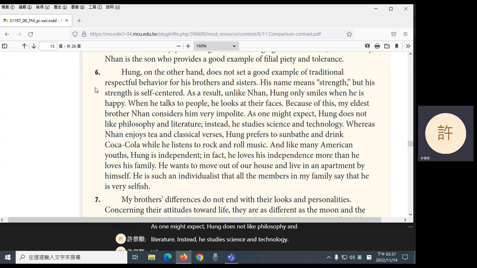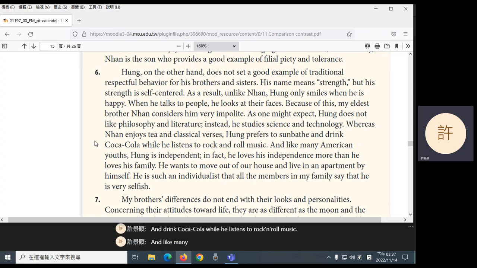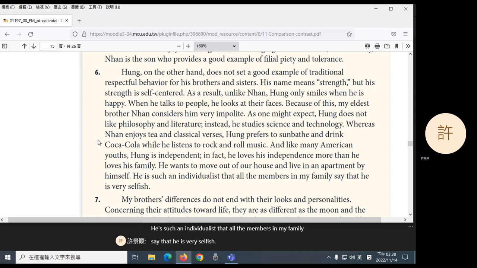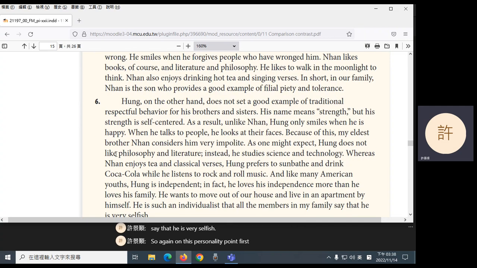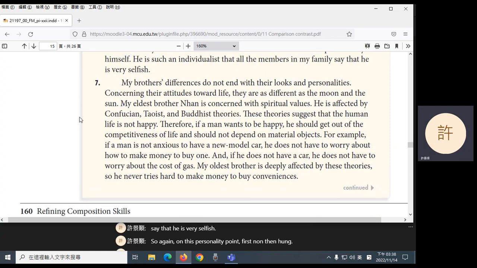"Whereas Nan enjoys tea and classical verses, Hung prefers to sunbathe," 日光浴, "and drink Coca-Cola while he listens to rock and roll music. And like many American youths, Hung is independent. In fact, he loves his independence more than he loves his family. He wants to move out of our house and live in an apartment by himself. He's such an individualist that all the members in my family say that he is very selfish." So again, on this personality point, first Nan, then Hung. So we're going point by point.